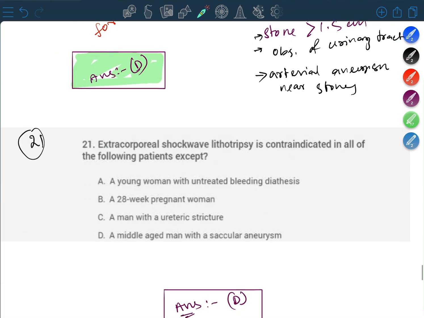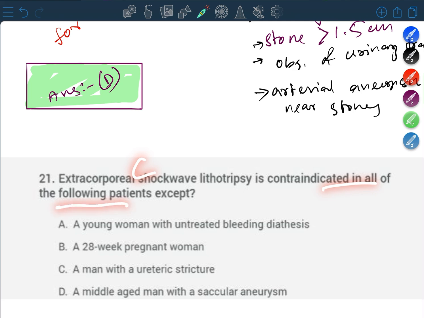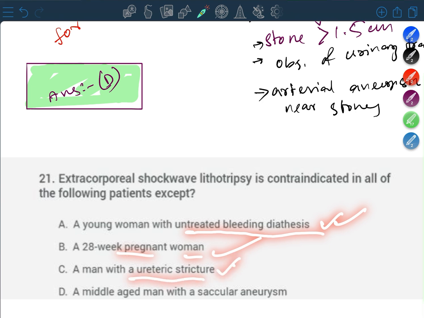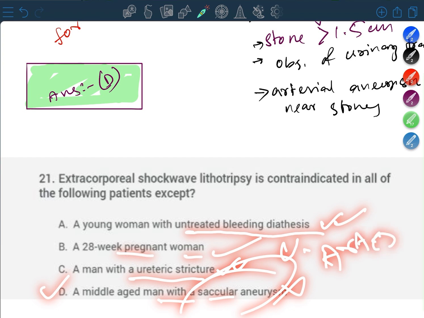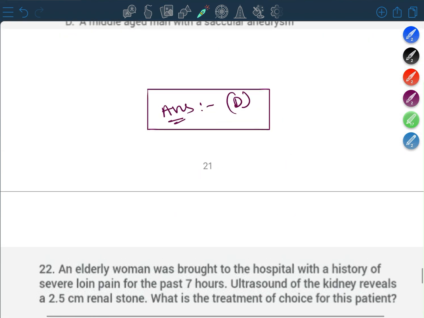Okay, 21st question. ESWL is contraindicated in all of the following patients except: a young woman with untreated bleeding diathesis, yes, contraindicated. Pregnant woman, yes. A man with ureteric stricture, ureter obstruction, yes. A middle-aged man with saccular aneurysm, no, this is not contraindicated. This is the answer. In arterial aneurysm, it is contraindicated, but in saccular aneurysm, not contraindicated. Answer is D.